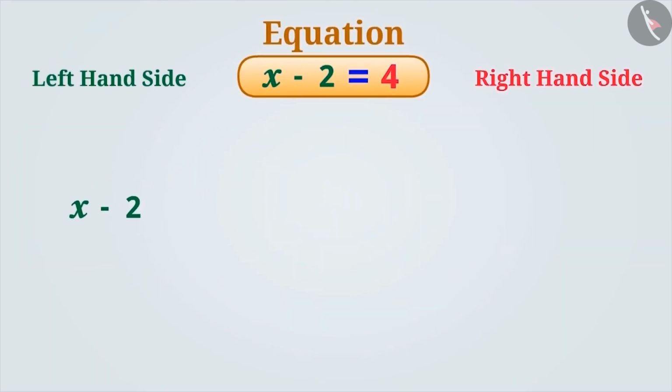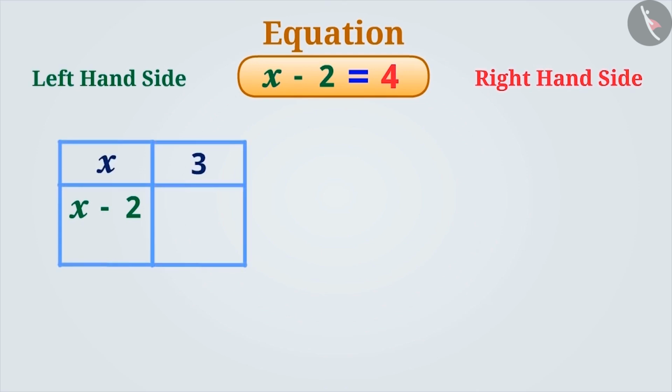Now observe the expression x minus 2. In this, we can take any value of x. Can we assume any value of x in the equation also? Let's understand this. If we take the value of x as 3, then the left-hand side will be 3 minus 2 equals 1. Is it equal to the right-hand side? No, it's less. That is, the condition of the equation is not satisfied if the value of x is 3.